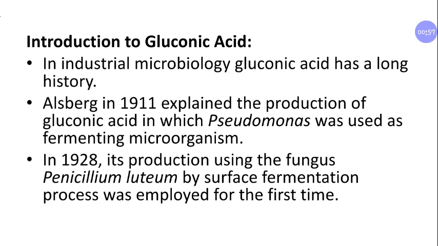A bit of history. In 1911, Alsberg explained the production of gluconic acid, in which the fermenting microbe was Pseudomonas, and in 1928 its production using the fungus Penicillium luteum by surface fermentation process was employed for the first time.